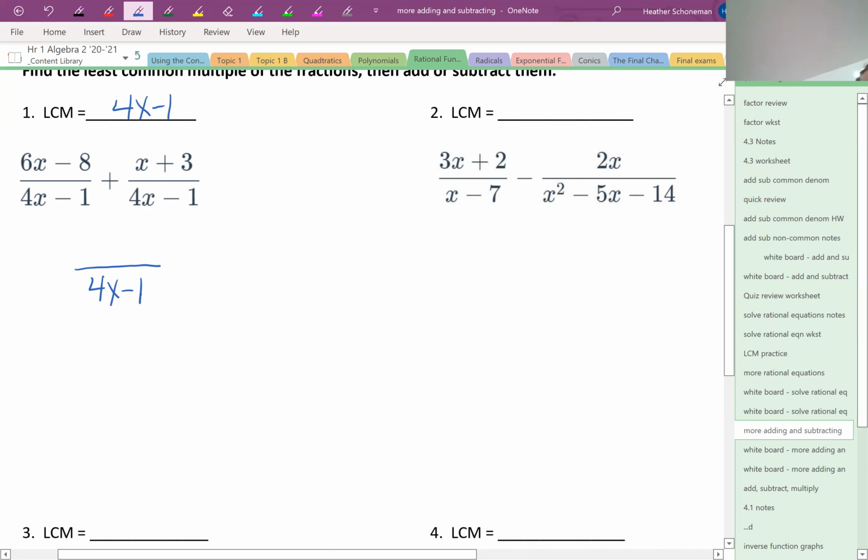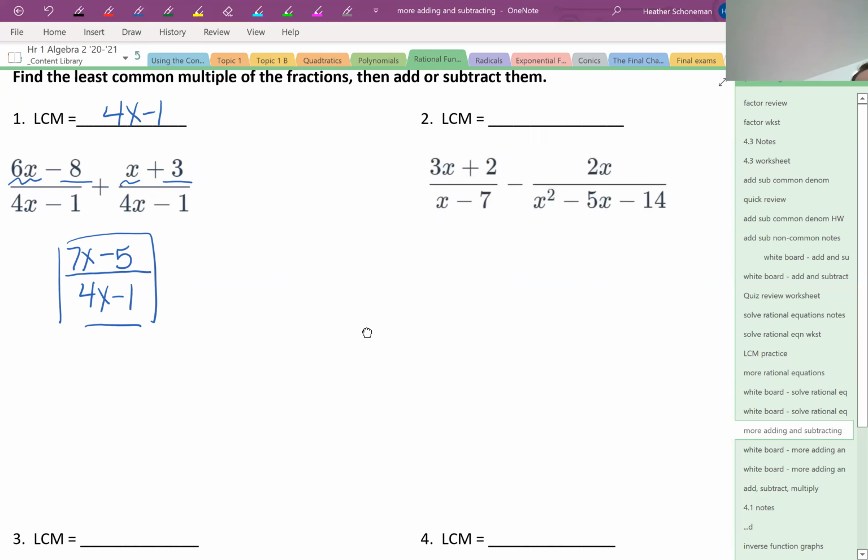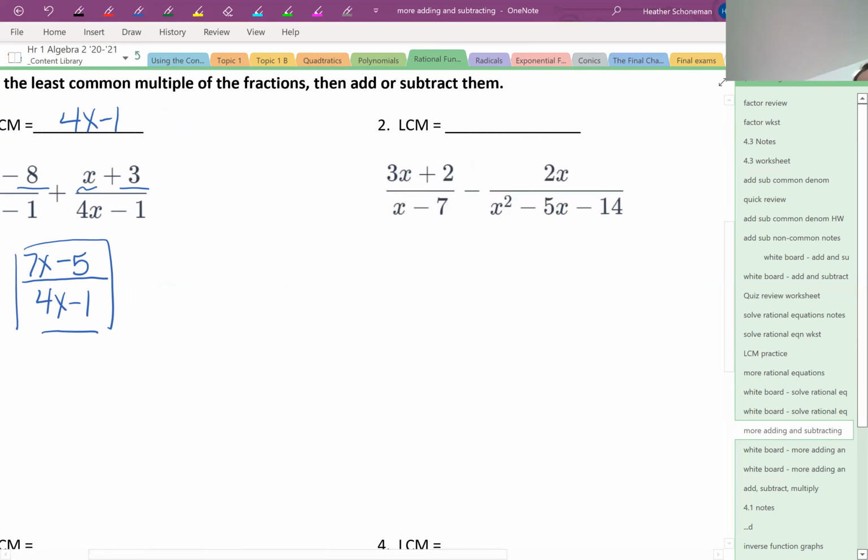When we do that, the denominators stay the same, which is our least common multiple, and then we combine like terms in the numerator. So 6x and x is 7x, and -8 and 3 is -5. Only when we get it to one fraction, that's when we can try and simplify. You cannot simplify before then. But 7x minus 5 doesn't factor. We can't simplify it further. We're done. All right, let's look at number 2.